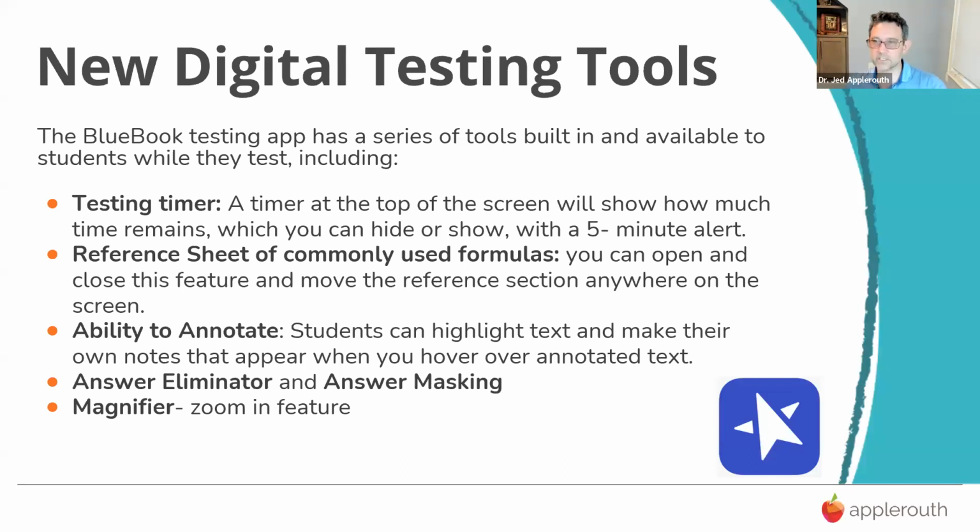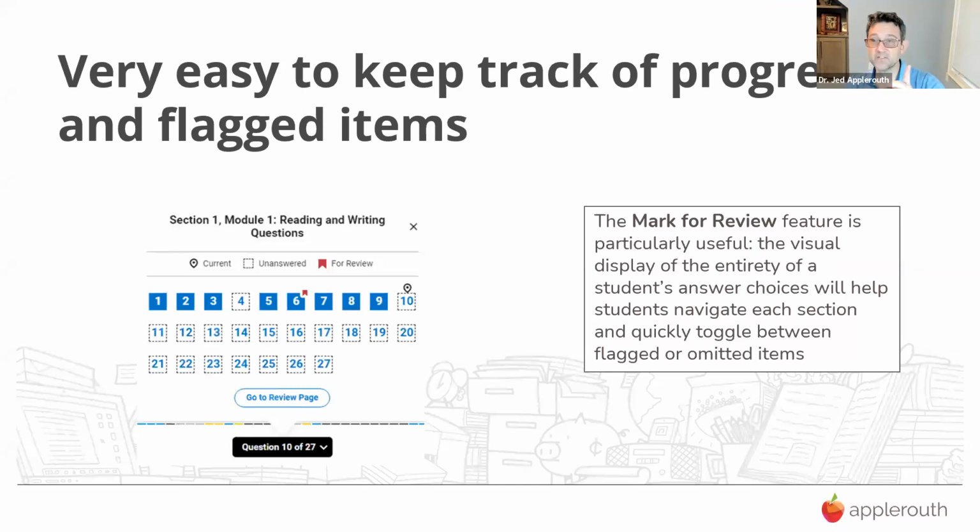What kids are using, from our feedback, they're definitely using the answer eliminator. I can cross off A digitally, cross off B. Also, there's answer masking. I can hide the answers if I want to answer to myself first. But definitely the eliminator is very popular. And then there's also a magnifier. I can open things up, expand. I can make the font smaller or bigger if I choose. And this is a very much used function.